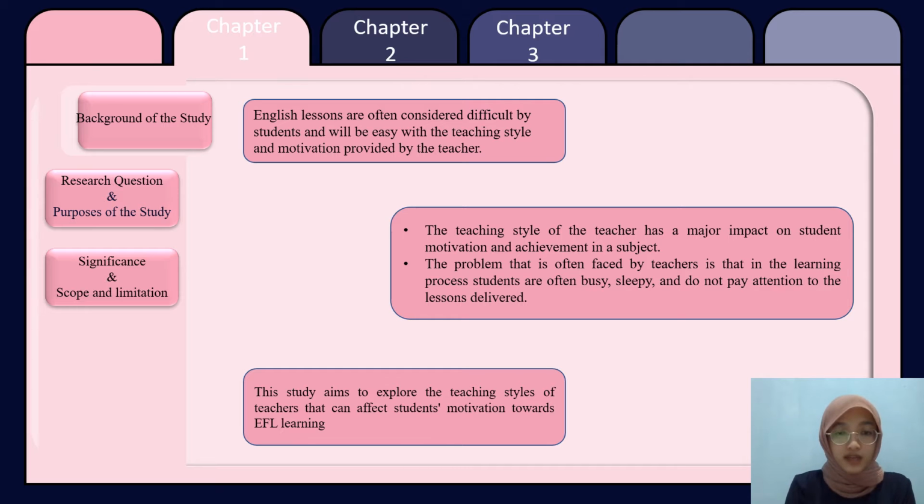The study aims to explore the teaching style of teachers that can affect students' motivation towards EFL learning. Teaching and learning activities do not only live with the teachers, but students also interfere in the teaching and learning process. Teachers who often provide exercises in the context of understanding the material will produce better students when compared to teachers who only explain and do not provide continuous follow-up. Teachers need to prepare students as well as possible to be ready to accept and follow the learning process to achieve the learning objectives that have been set.